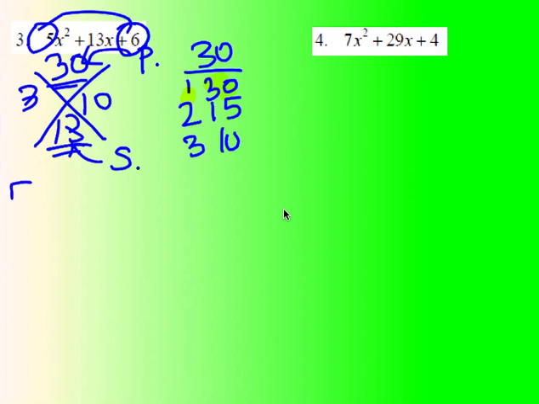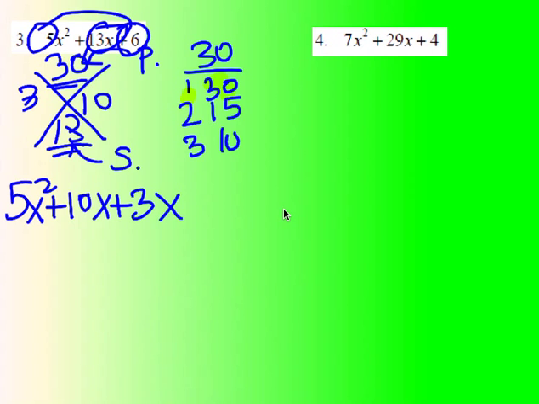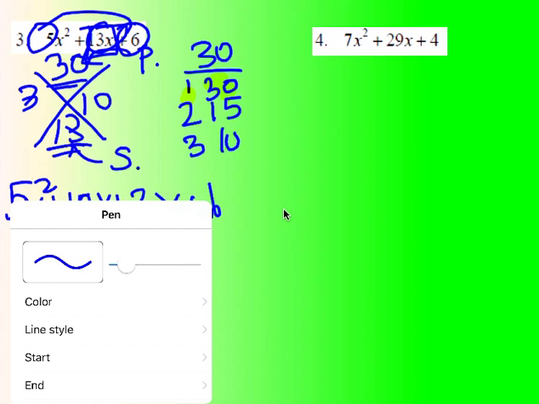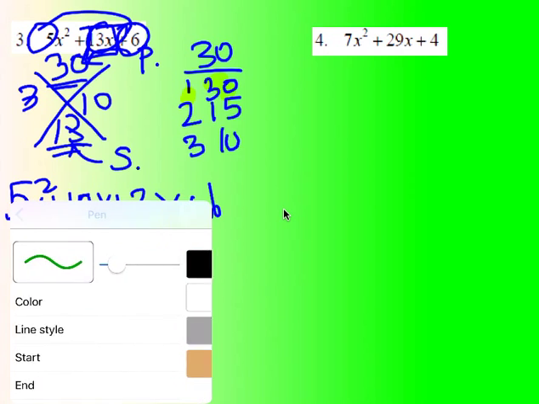Now I'm going to use that to split up my middle term. Instead of writing 13x, I'm going to write 10x, or you could write 3x. It doesn't matter which order you put these in. Plus 3x plus 6. If you were to add 10x plus 3x, you would get this 13x here. But we're not going to do that. We actually want to split it up so we can factor by grouping. So that's what we're going to do.